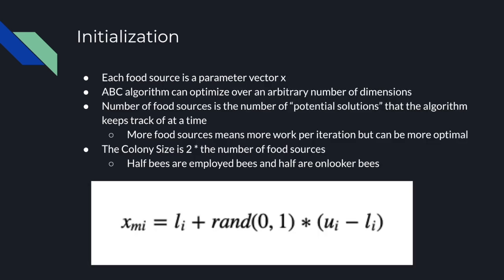Each food source is a parameter vector x. At the beginning, each food source's parameter vector is initialized to a random value. The number of food sources is the number of potential solutions that the algorithm keeps track of at one time. The colony size, or the number of bees, is twice the number of food sources. Half the bees are employed bees and the other half are onlooker bees.